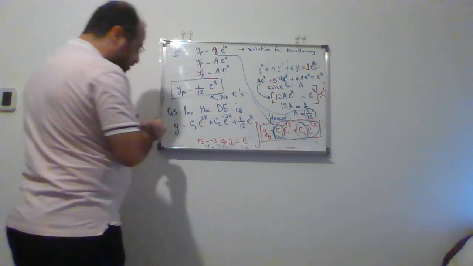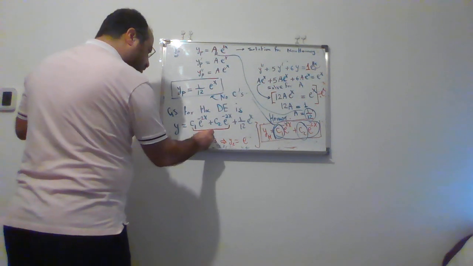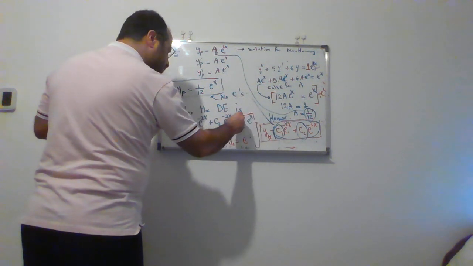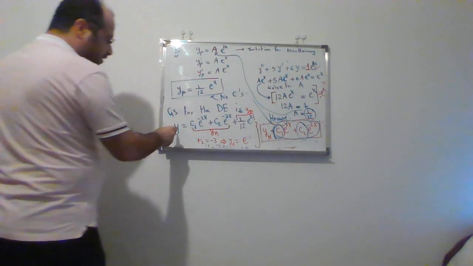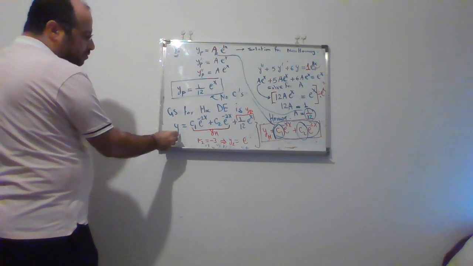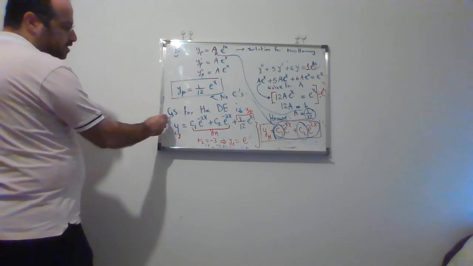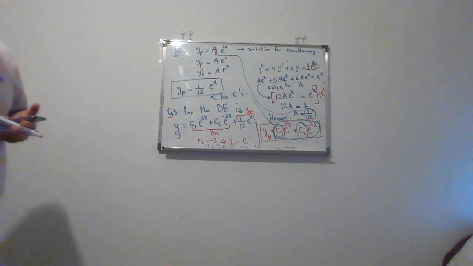Just to show you what is going on here, that part here is y homogeneous, right? And that part here is y particular. So this is the general solution. Some people write it as y general. Y sub g means y general, which is y homogeneous plus y particular.